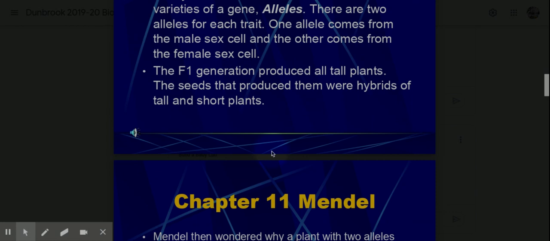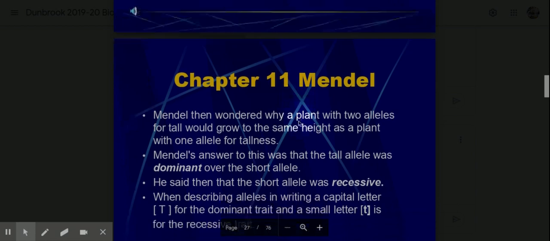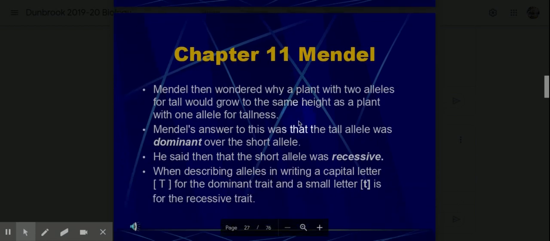If you have one of each allele, in other words, if you're heterozygous, you would be considered a hybrid, not a purebred. But again, remember, if you are homozygous, dominant, or recessive, we would still say that that is true breeding or purebred, okay? We talked about this in the last part of the PowerPoint.